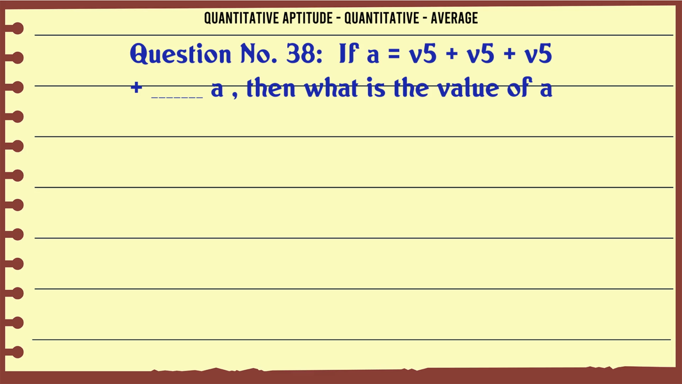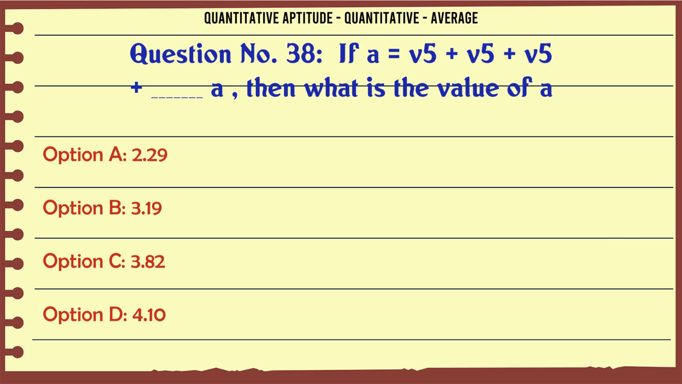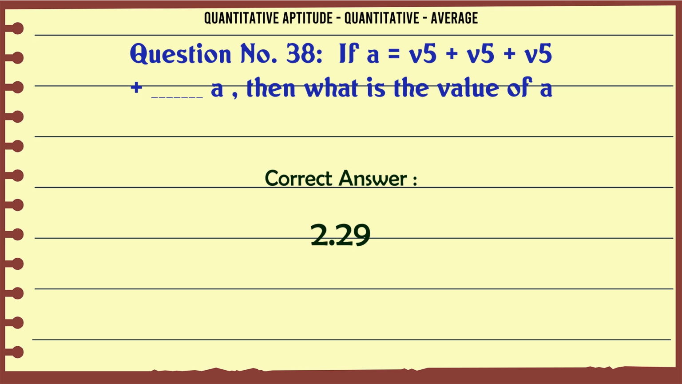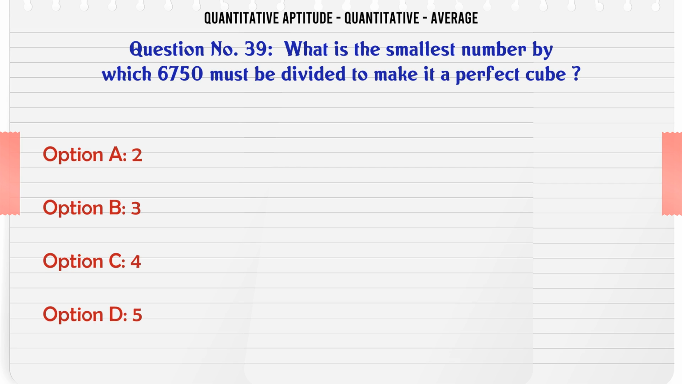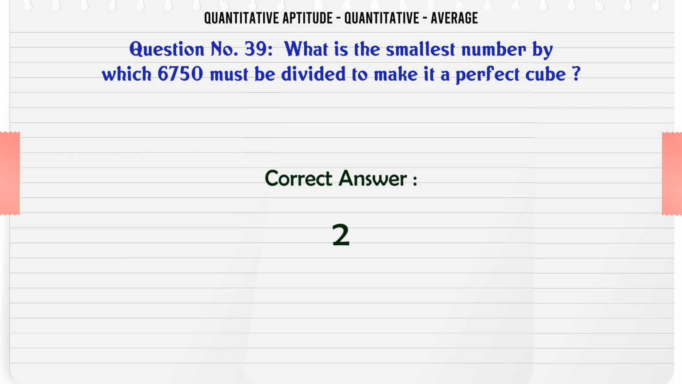If A is equal to √5 plus √5 plus √5 plus dash A, then what is the value of A? A 2.29, B 3.19, C 3.82, D 4.10. The correct answer is 2.29. What is the smallest number by which 6750 must be divided to make it a perfect cube? A 2, B 3, C 4, D 5. The correct answer is 2.